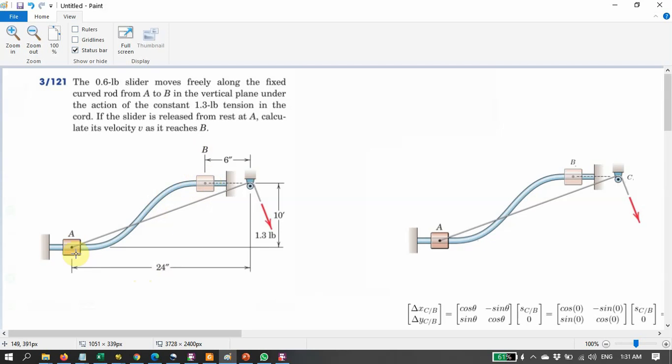So we have a distance from A, which is the initial state, to this pulley, right? The distance is about 24 inches, which is about 2 feet. And then the vertical distance from this cable to the center of the slider is 10 feet, right? But the drawing is not made to scale.